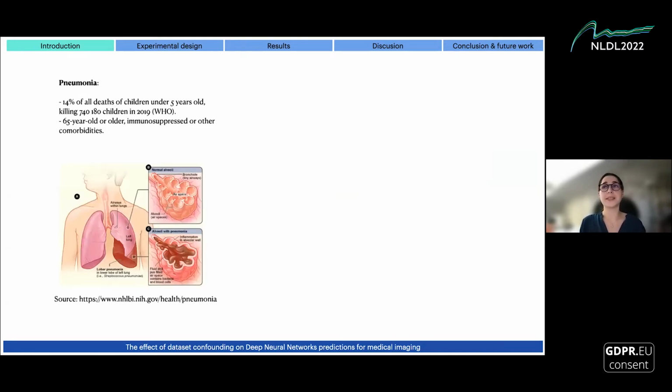So very briefly, pneumonia is an infection that affects one or both lungs. This is caused because the air sacs, or alveoli, are filled up with fluid or pus. This can be caused by several reasons, including community infections such as bacteria, viruses, or fungi. There are two main groups that are affected by this: mainly kids under the age of 5 years old, as well as adults that are 65 years old or older, immunodepressed people, and people with other comorbidities.